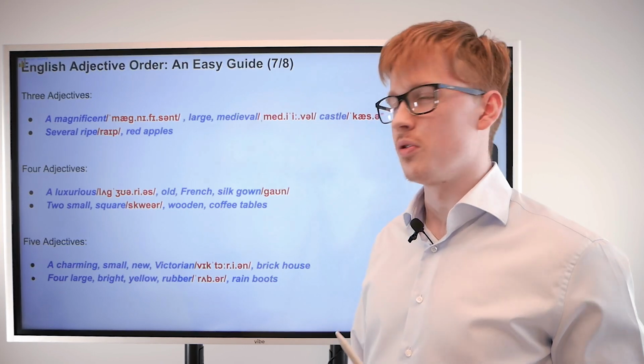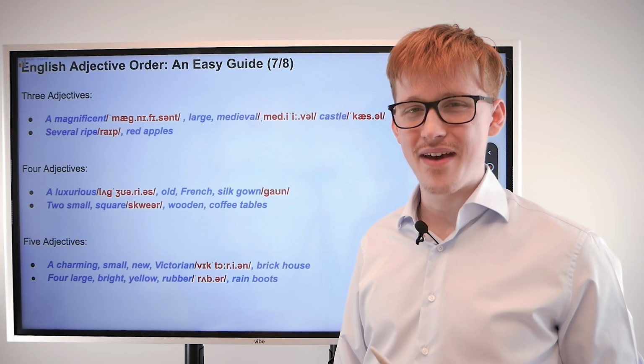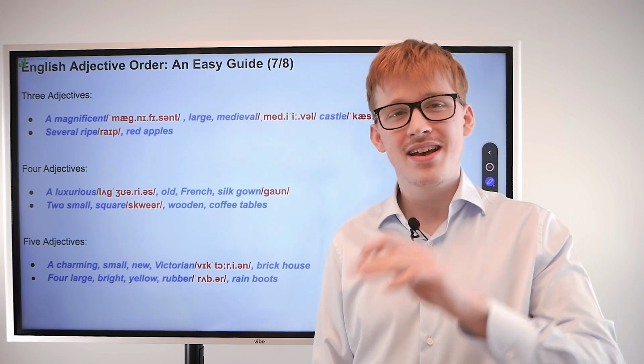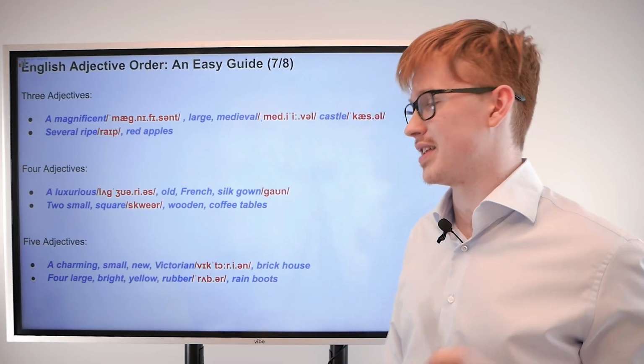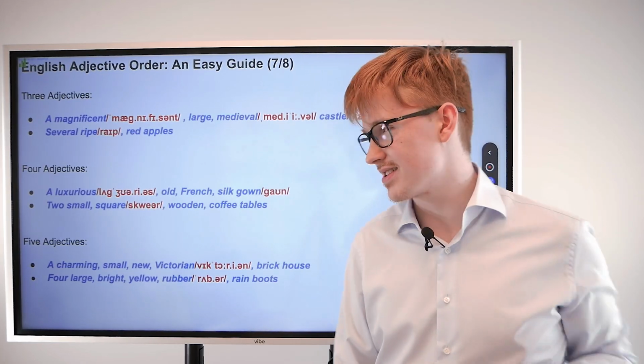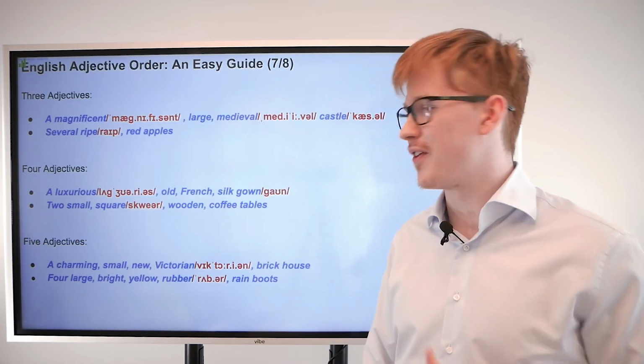2 small square wooden coffee tables. Very good, guys. Remember, keep on repeating and you will get better and you will be able to use these naturally if you just keep practicing. Keep practicing. Okay, here we have 5 adjectives. We're moving even further up here.